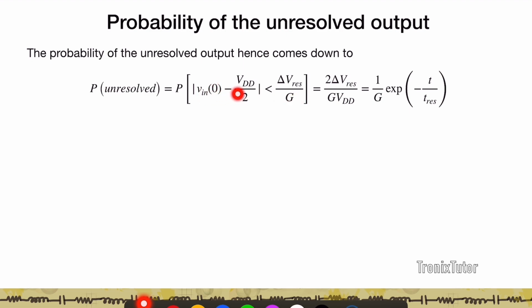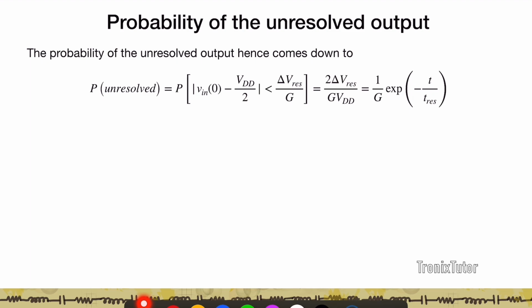Now remember this Vin of 0, the disturbance can either be positive or negative, right? If the disturbance is positive, my output is going to swing to VDD. If my disturbance is negative, then my output is going to swing to 0. So I see it on both sides of this VDD by 2. So in other words, if I treat it as a uniformly distributed variable, this probability is going to be given by 2 times delta V res by G times VDD. Or in other words, it's 1 by G exponent of minus T by T res. Right? So that's the probability.